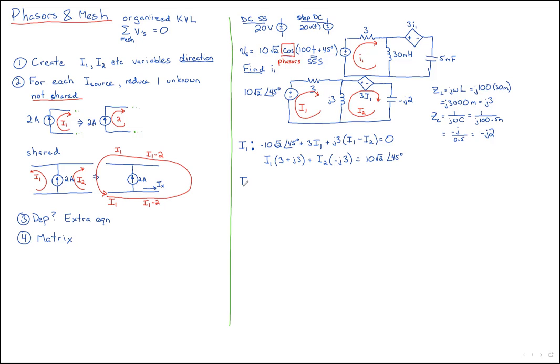And now we can do it around mesh 2. So Cole, tell me where that begins. Let's start it down here going up. Where would you like to start, sir? Sorry. Let's start it from the J3. All right, J3, I have J3 parenthesis I2 minus I1. That's right. And then I have plus 3 parenthesis 10 radical 2 angle 45 divided by 3.